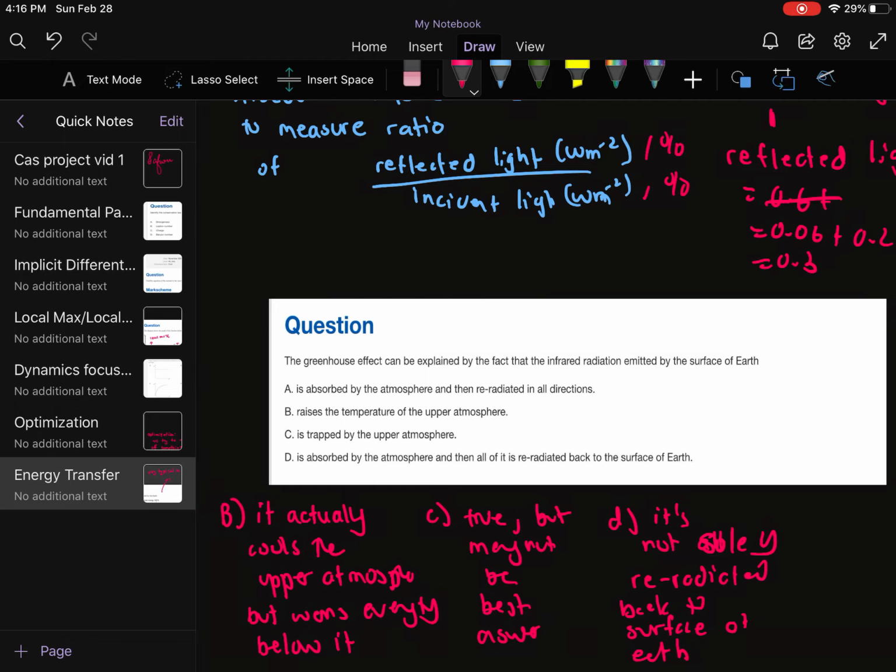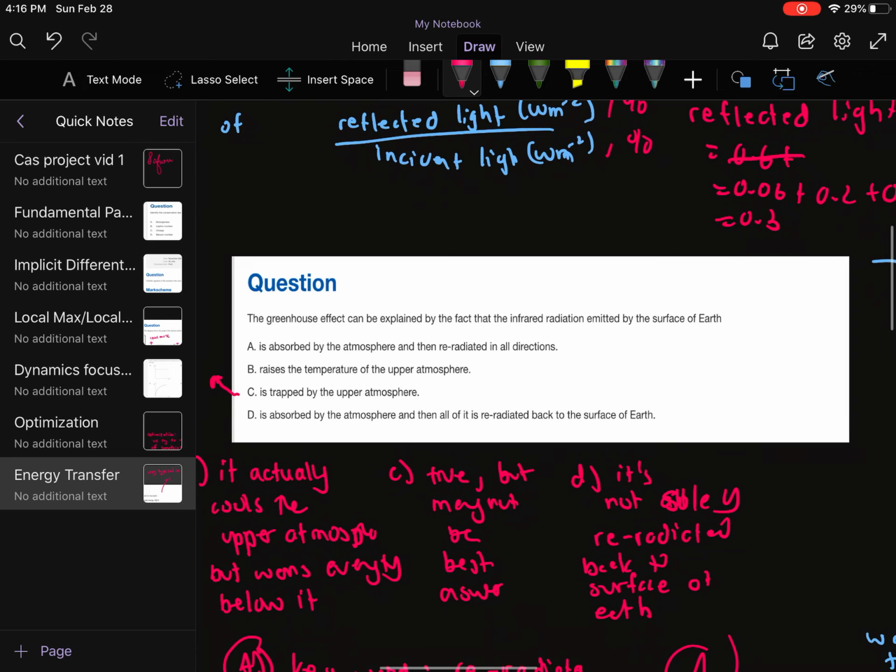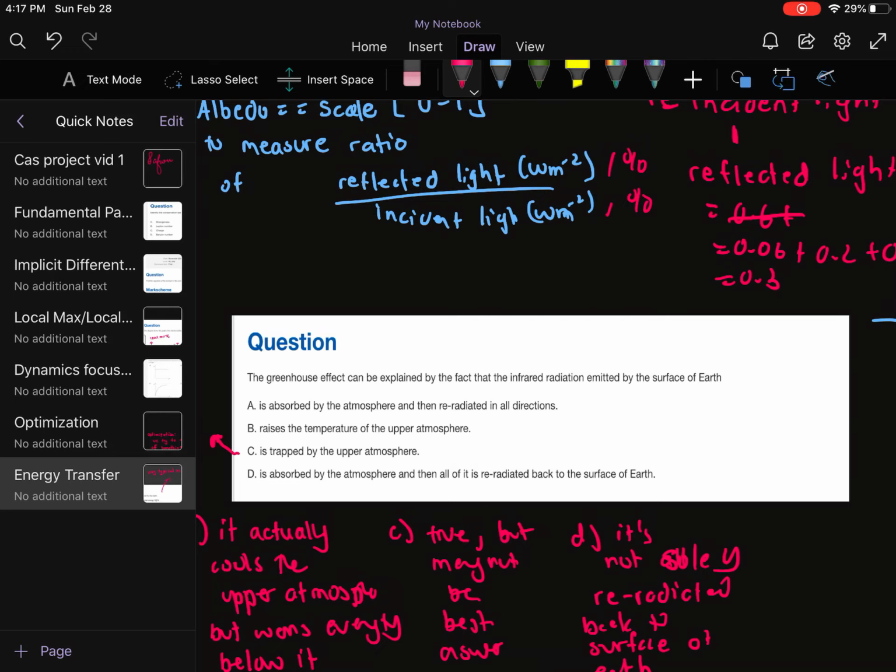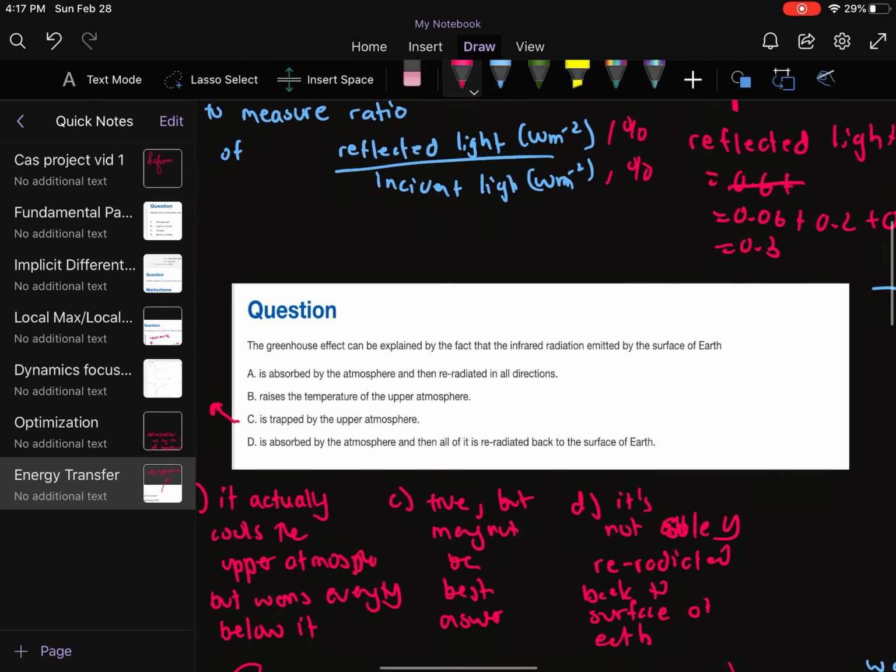C is trapped by the upper atmosphere. That is true, but if you actually just look at the other options, it seems a bit short and it might not be the best answer. So you'll definitely want to come back to it, but it might not be the best answer. D, it's absorbed by the atmosphere and then all of it is re-radiated back to the surface of the earth. The key word here is all, which is not true. As I mentioned, it's not just going to the earth.